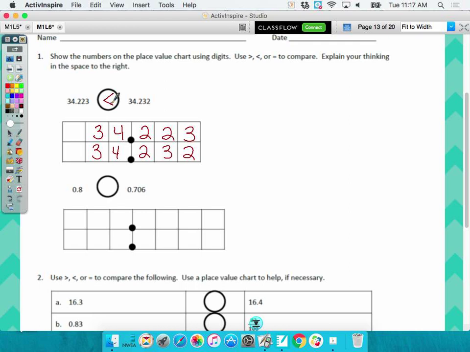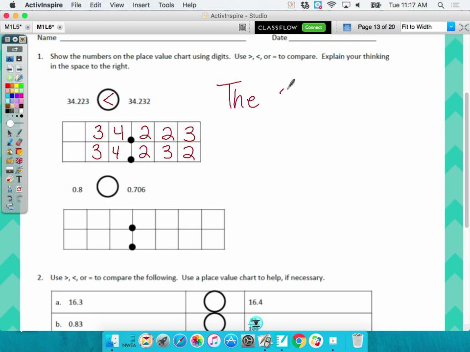Now, how could I say that in a sentence? I found that the larger one was because I put them on a place value chart. Okay, and you don't actually have to say that much. You could just say that 34 and 232 thousandths is larger because the 3 in the hundredths place is larger than the 2. Okay? I'm going to go ahead and write something.